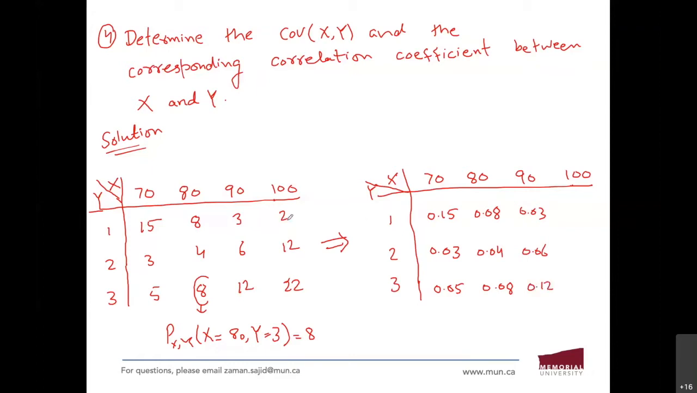Again, the same process, 2 divided by 100, I get 0.02. Here we have 0.12, and here we have 0.22. So the first step is we divide our numbers with our total number of the drawings, which are 100.